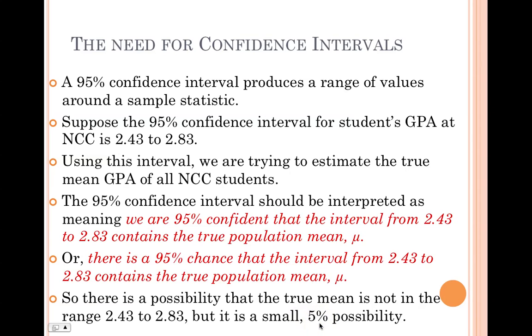So if you increase the confidence level from 95 to 99, you're increasing the chance that the true population mean lies within the interval that you find. So if you increase the confidence level, you increase the probability. If you decrease the confidence level, you decrease the probability.